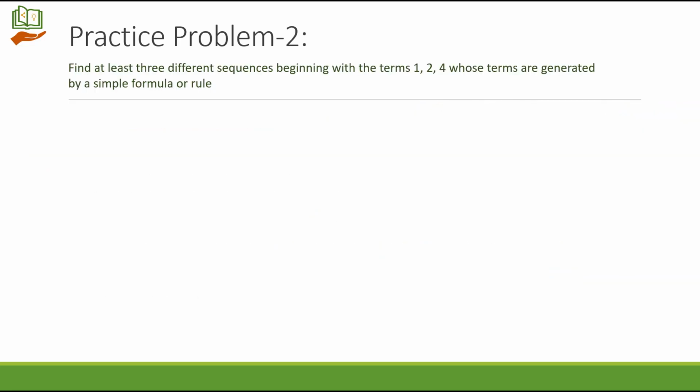Next problem. Find at least 3 different sequences beginning with the terms 1, 2, 4 whose terms are generated by a simple formula or rule. The sequence should have 1, 2, 4 in the starting, but it should continue with other terms. They are asking us to find 3 different sequences with different rules. There are infinitely many possibilities for this particular solution. As for this explanation, I will take 3 possibilities.